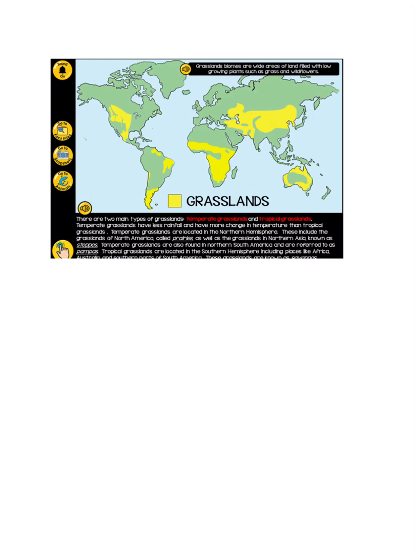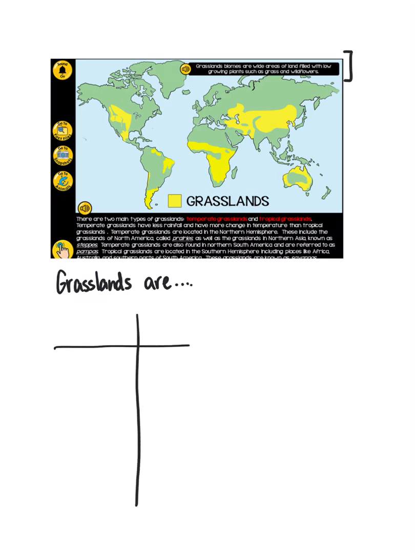Okay, so let's begin by looking at the information about how to define what grasslands are. We need to finish this sentence. And we need to finish this sentence in a way that doesn't copy what the author has written up here. So here's how we're going to do that. We're going to make a T-chart.